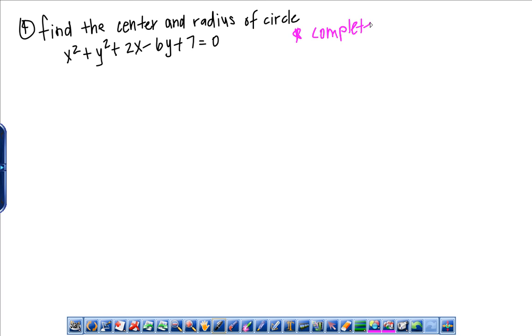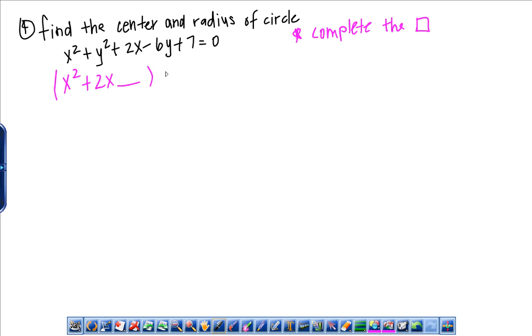We have done this before. I'll go over it as slowly as possible and rewind this if you need to. Watch it as many times as you need to. I'm going to take all my x values and group them together. So I have an x squared plus 2x, and I'm going to leave a blank here so I can group them.